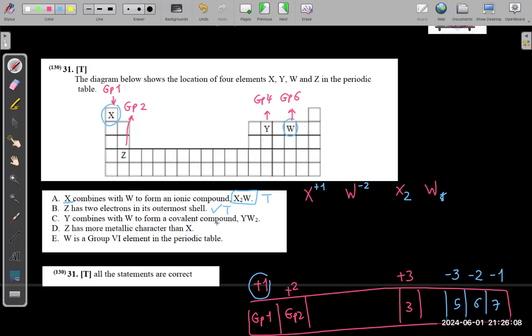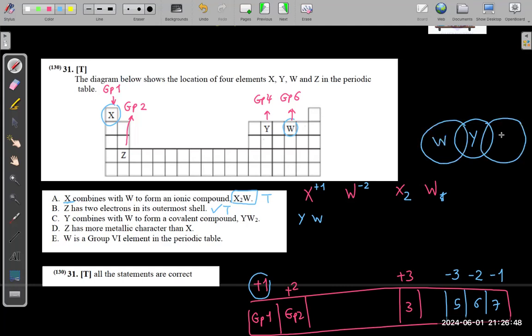W and Y form a covalent bond. Correct. Y is group 4 and W is group 6, so it forms a non-metal covalent bond. But how does it form between Y and W? Y will share with 2 electrons, so it will form like that.